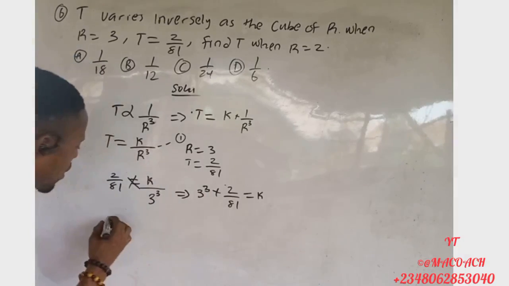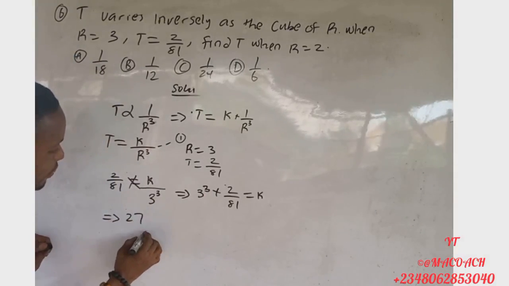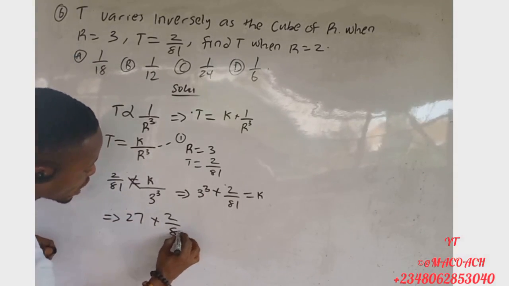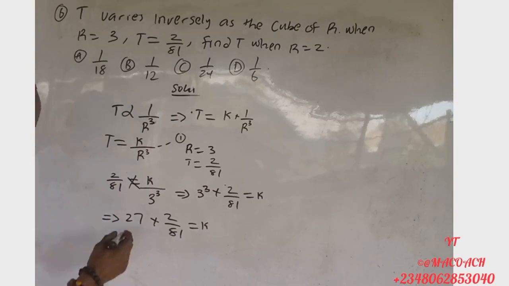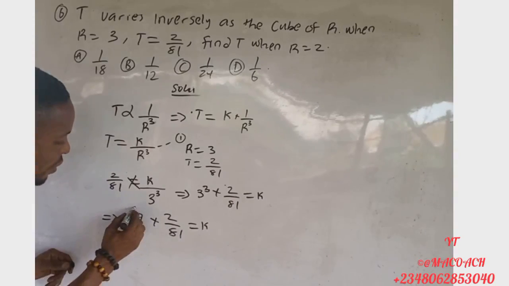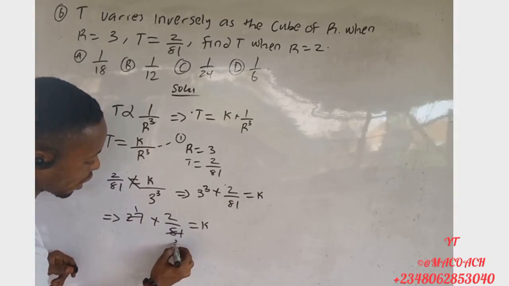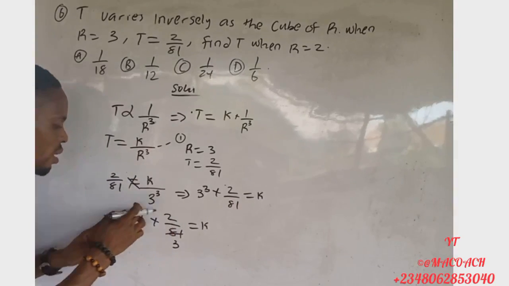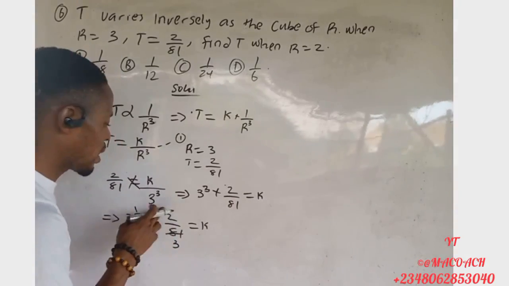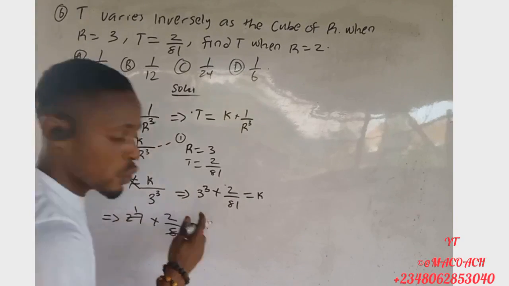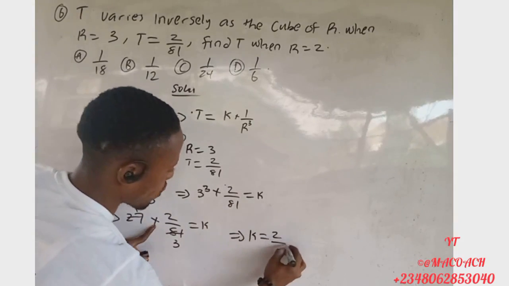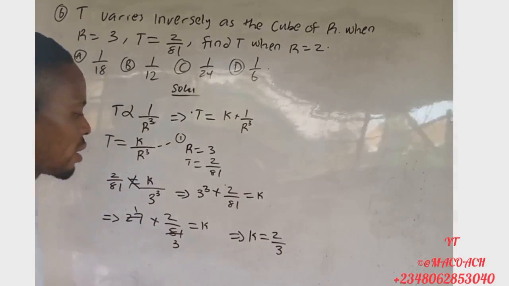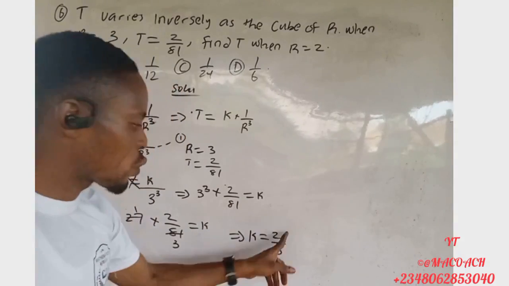So we have 27 multiplied by 2 over 81 equal to k. Here 27 can divide 81. 27 divided by 27 we have 1, and 81 divided by 27 we have 3. So 1 times 2 is 2. Here we have our k. Our k is equal to 2 over 3. So our constant is equal to 2 over 3.